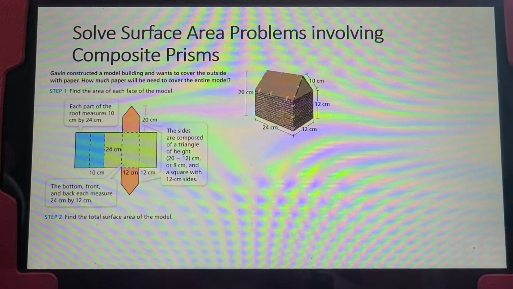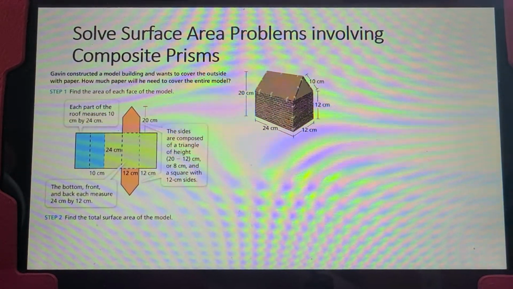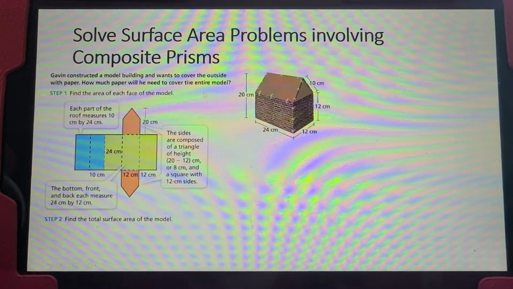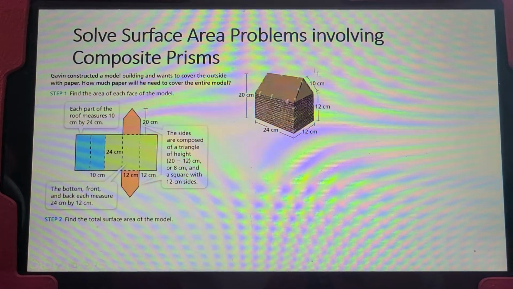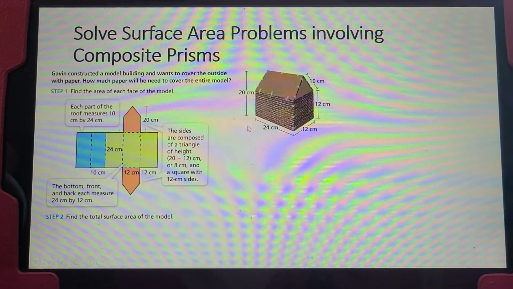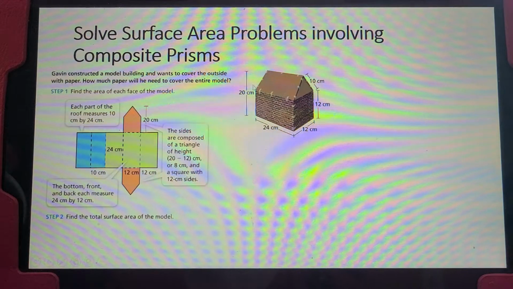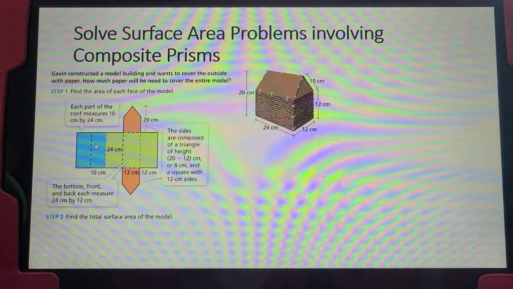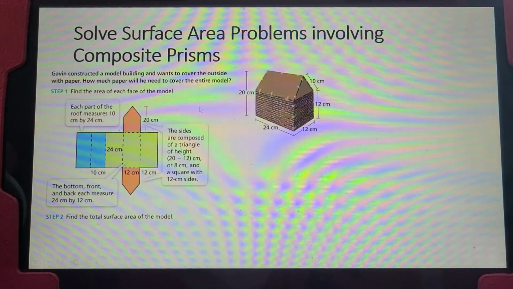Galv constructed a model building and wants to cover the outside with paper. How much paper will he need to cover the entire model? If we look at this shape right here, it looks like we have a rectangular prism on the bottom and a triangular prism for the rooftop. Over on the left is actually the net of that shape. So if we were to unfold this shape and lay it out flat, this is its net.